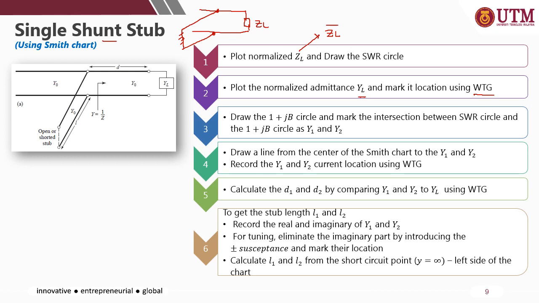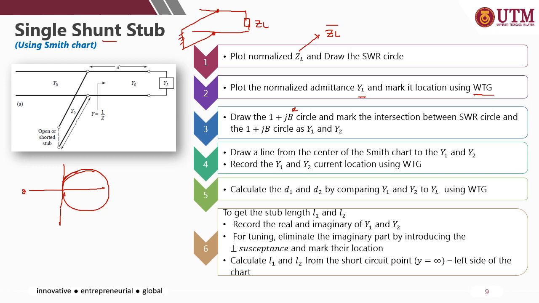Right, next, draw the 1 plus jB circle on the Smith chart. So here is 1, here is 0. So draw the 1 plus jB circle. The radius is 1, the real part is 1, and the jB circle, with B representing all the susceptance values, having the same radius.